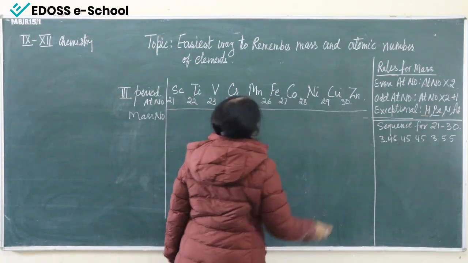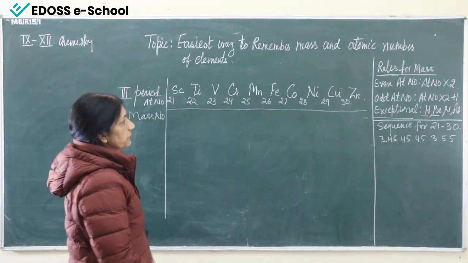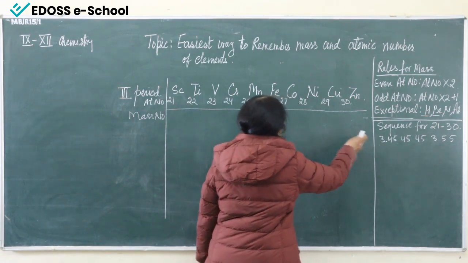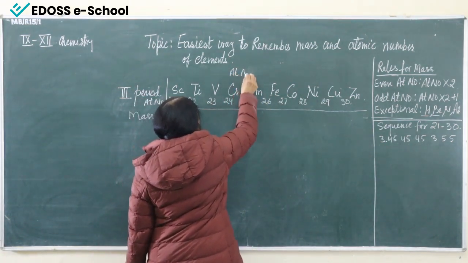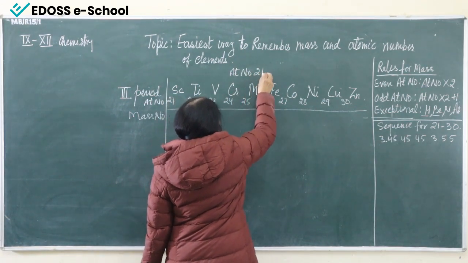For mass we have to learn one sequence. Okay, I have written here the sequence. This sequence is only for atomic number 21 to 30.